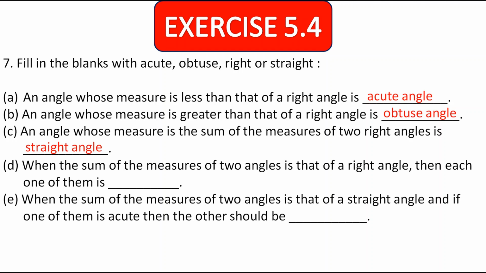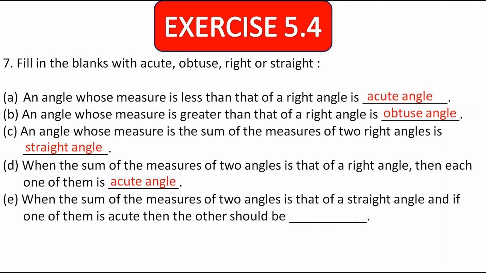Okay. Now D, when the sum of the measures of two angles is that of a right angle. Okay, means there are two angles whose measures add up to a right angle, which means it is going to give you 90 degree. Then each one of them is, okay, when you are getting 90 as the answer, then you should add up numbers which are less than 90 degree. So both the angles should be less than 90 degree, so it is acute angle.